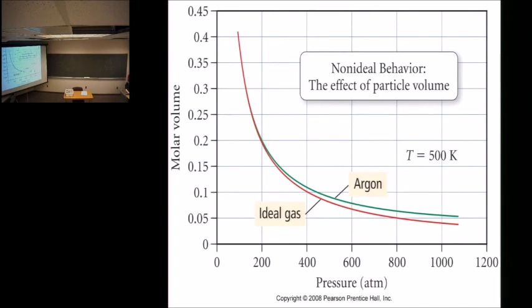Let's talk about this graph right here. We said what kind of pressure? We said low pressure, right? Okay, here's argon. Here's an ideal gas. So at high pressures, we're not like an ideal gas. But guess what happens as we get closer and closer to low pressure? We start to behave like an ideal gas. Do we see that?